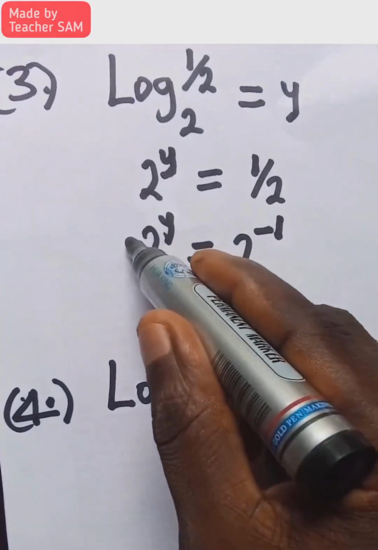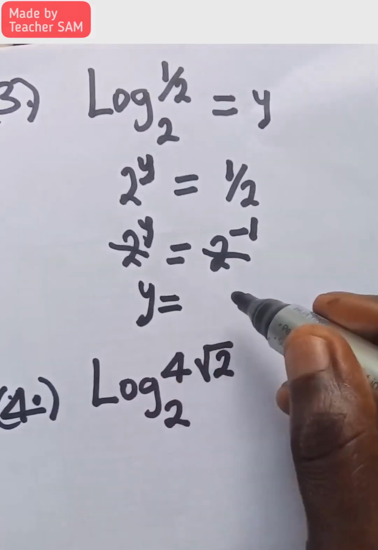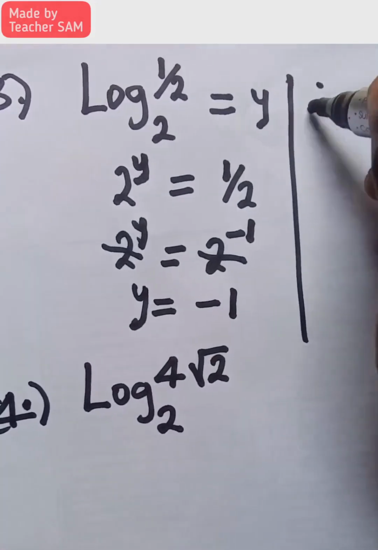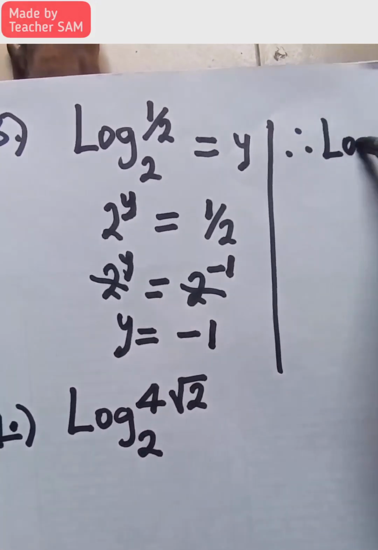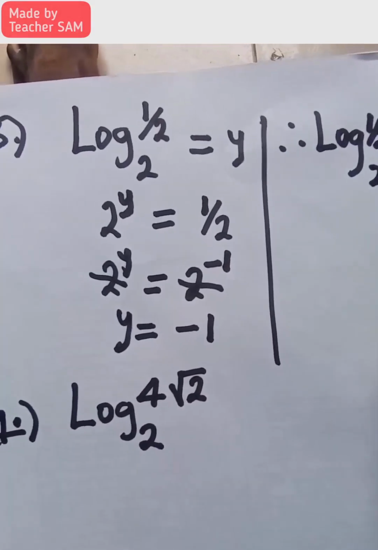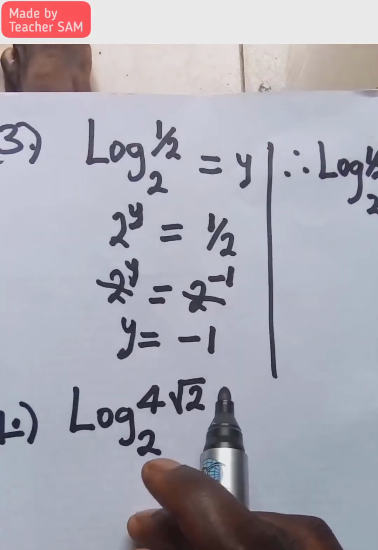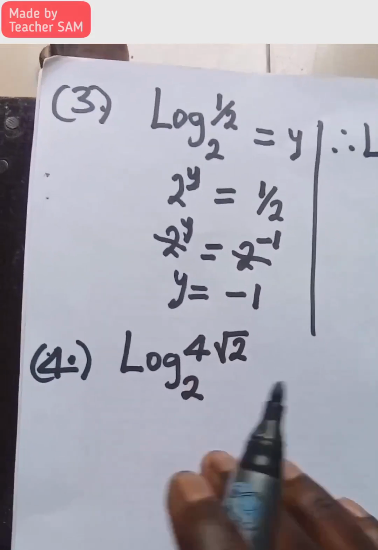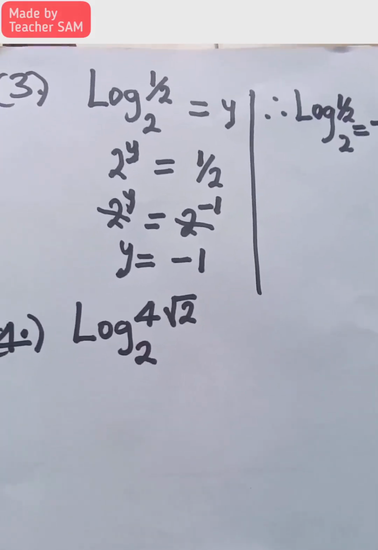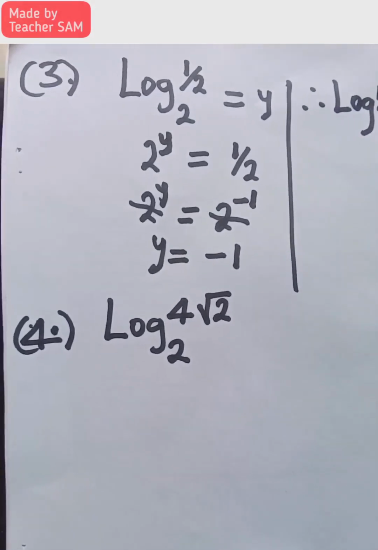So we have this, or minus 1. Now these two are the same, so they can cancel each other. Our y is equals to minus 1. We can say that therefore our log half to base 2 is equals to minus 1. We can actually apply the laws of logarithm we have actually solved and solve this question, but let's just use this route for now. We apply that in the subsequent videos.